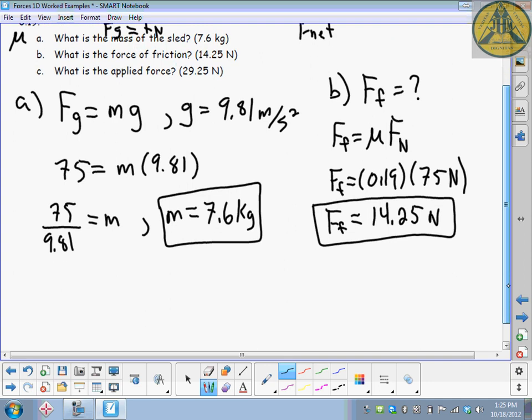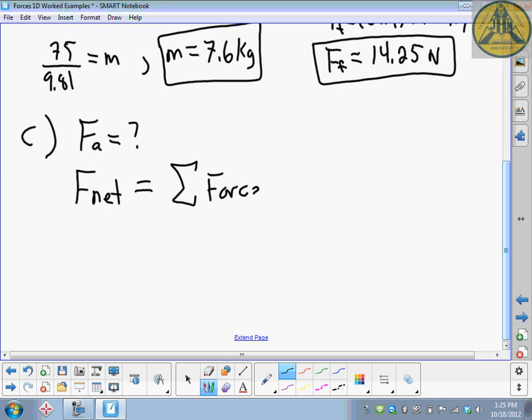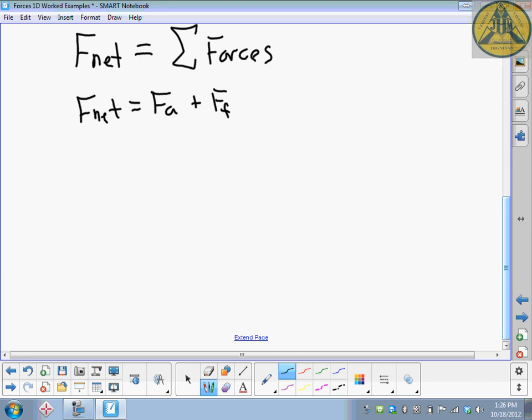And last, we're asked to calculate what the applied force is. Nice thing about the applied force, it usually only comes in one formula, and that's the relationship for net force. So reminder, net force is the sum of all those forces acting in the same direction. So for us, net force equals all the forces that are there acting horizontally. So force applied plus force of friction. I am not going to write force of gravity or normal force because they do not act in the horizontal direction. So they're independent of each other.